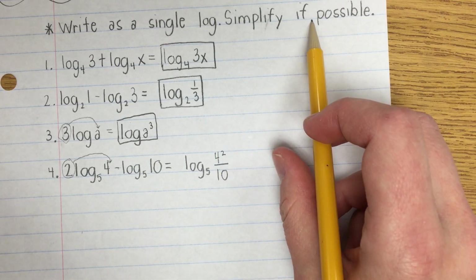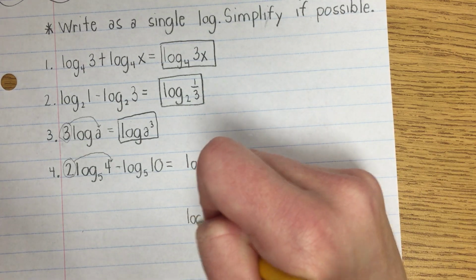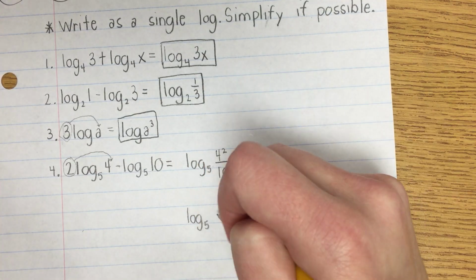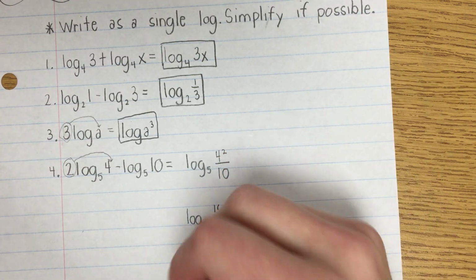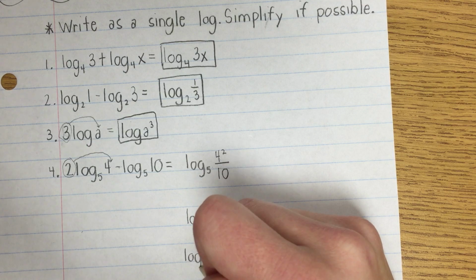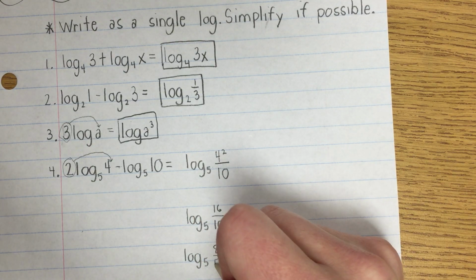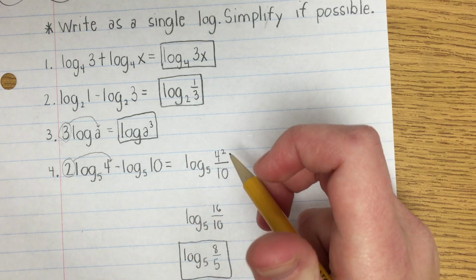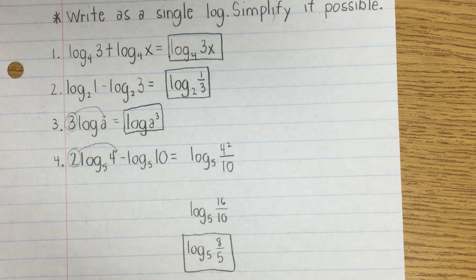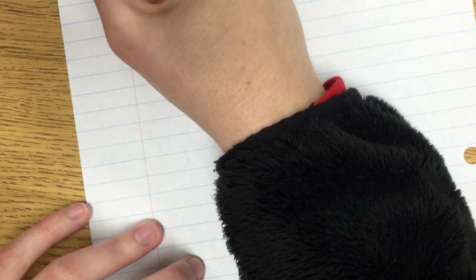So here, simplify if possible, I can simplify this. I know that this is the same as log base 5 of 16 over 10, and that actually simplifies even further to log base 5 of 8 over 5 when I reduce. Now, because I don't have enough room, I'm going to flip over.